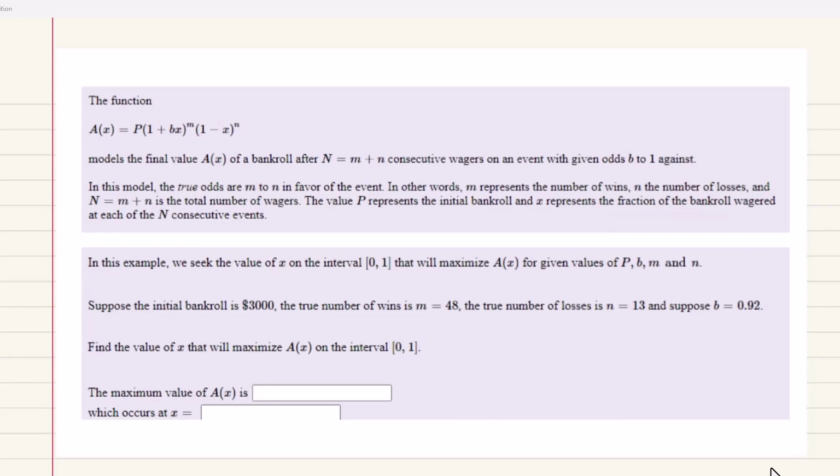Suppose the initial bankroll is $3,000. The true number of wins is m equal to 48. The true number of losses is n equal to 13. And suppose that b is 0.92. Find the value of x that will maximize A of x on this closed interval 0 to 1.